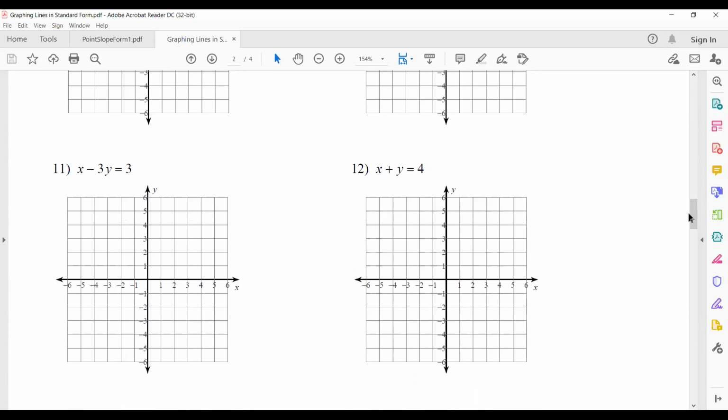So x plus y equals 4. How would you do that? You're going to solve it for y, or are you going to do the intercepts? Okay, subtract x from both sides. That's it. The coefficient for y is 1, so you don't have to divide. Dividing by 1 doesn't change anything. That's the easy one. That's y equals -x plus 4.